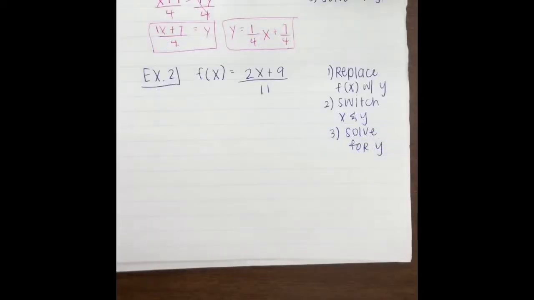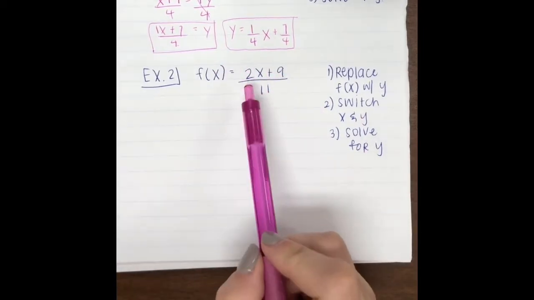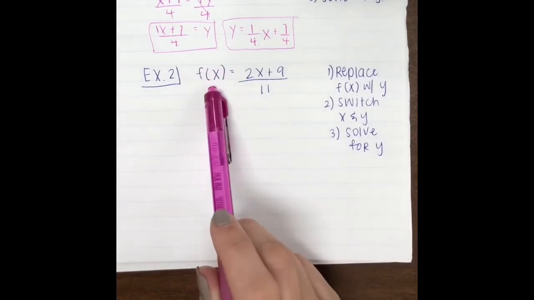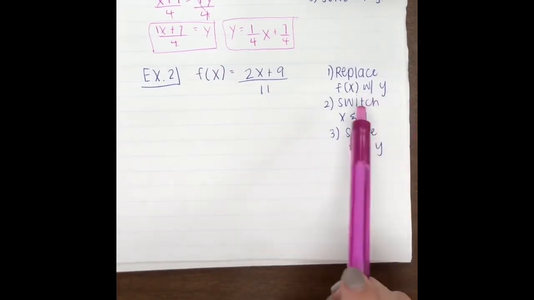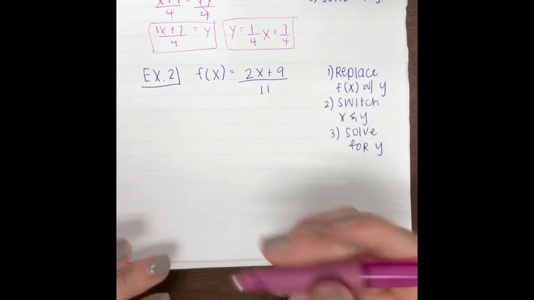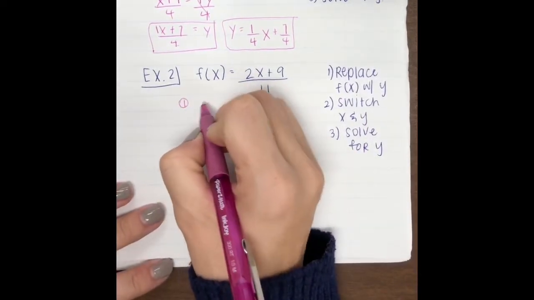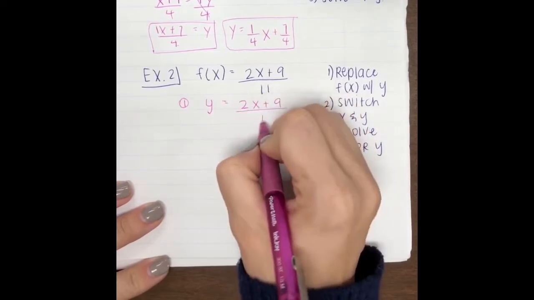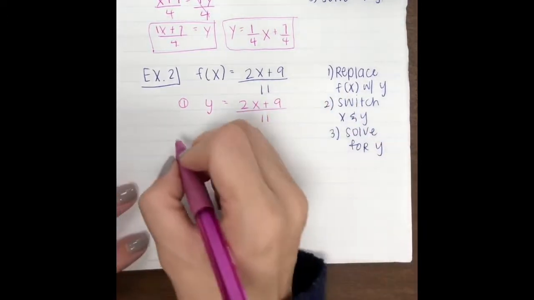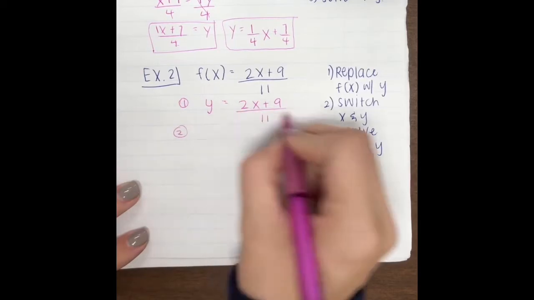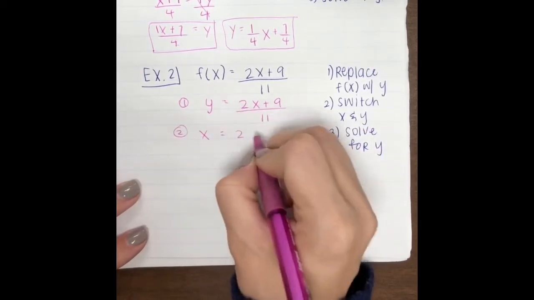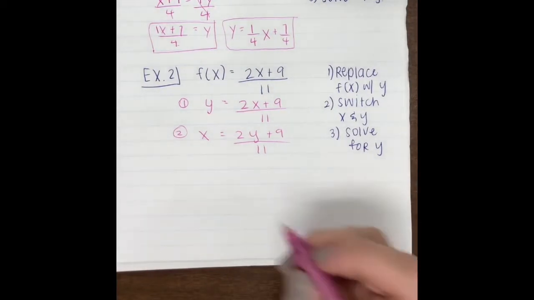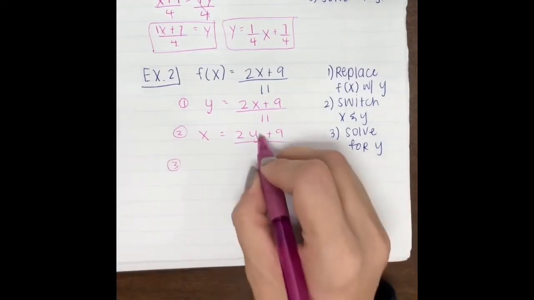All right, so example 2, we're starting out with a fraction, 2x plus 9 divided by 11, okay? We're also starting out with an f of x. So for step 1, to replace f of x with y, we're gonna put y instead of f of x, okay? Step 2, we're gonna switch x and y, so x equals 2y plus 9 divided by 11, okay? And then step 3 is to solve for y.